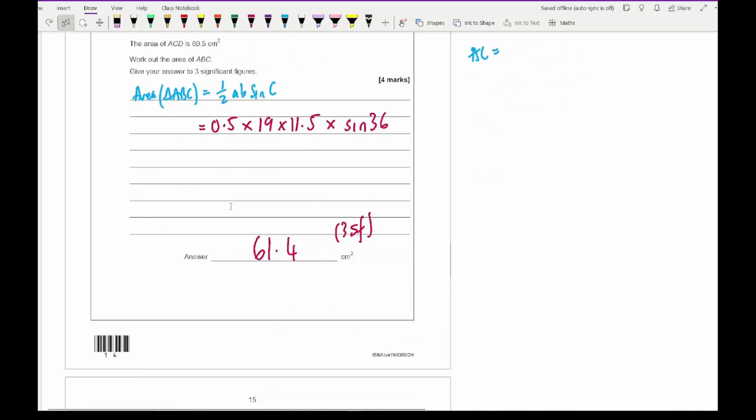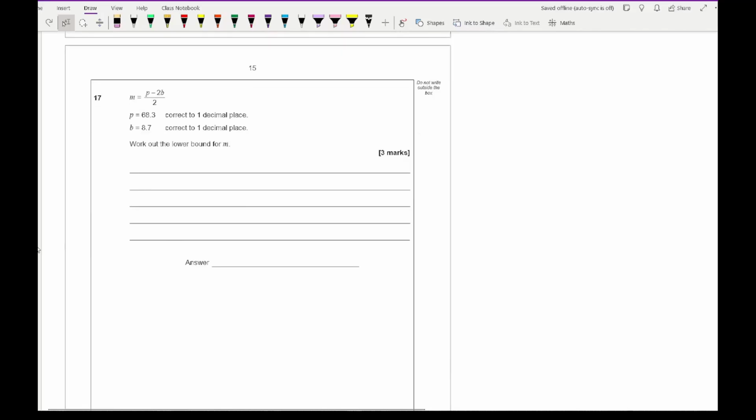Moving on to question 17, it says that m equals p minus 2b all over 2. p has been rounded to correct to 1 decimal place, and b has been rounded to correct to 1 decimal place. And the question is asking me to work out what the lower bound of m is going to be. Now, to get the smallest possible value of m, I need to get the numerator to be the smallest. So when I've got p minus 2b, I need this to be small and this to be big.